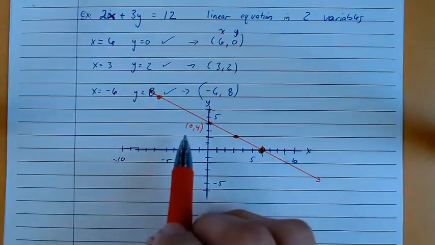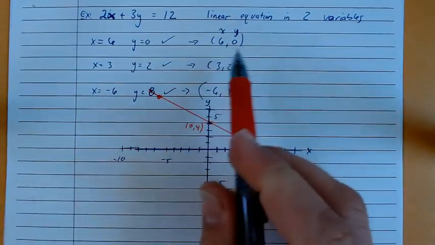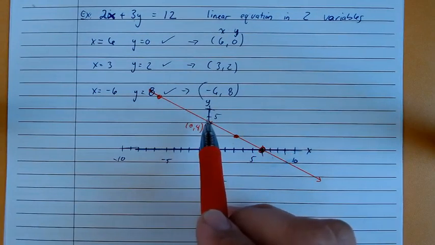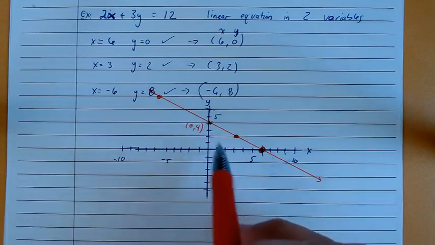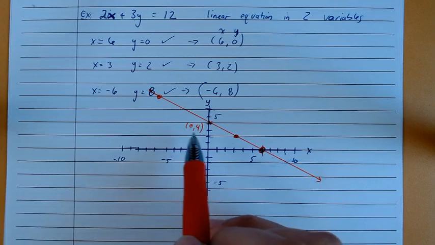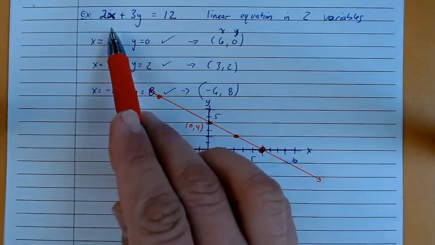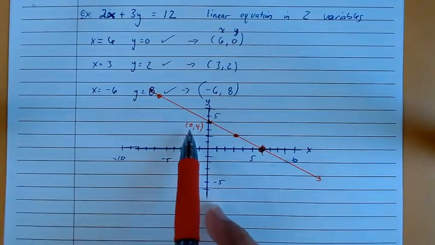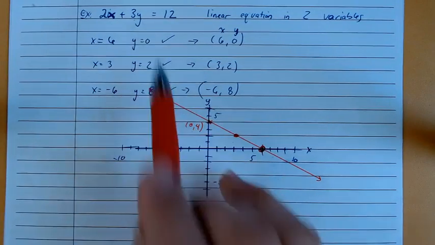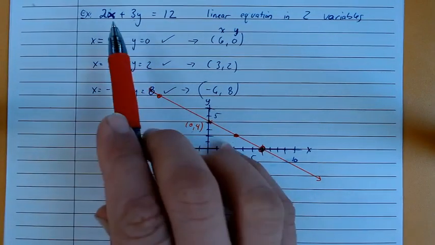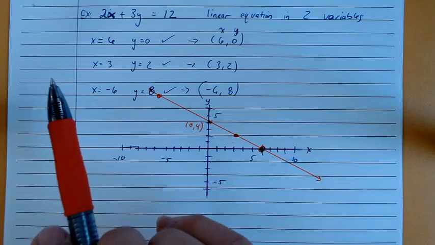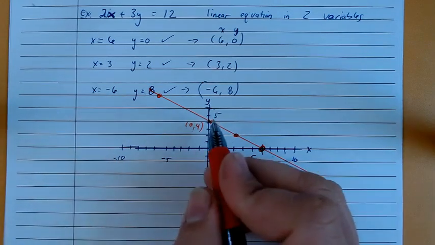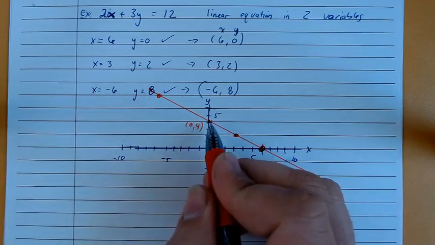Notice that I never found this point as a solution. I didn't do any computation or anything. All I did was find it on my line. But look what happens when I take these 2 numbers and plug them in. 2 times 0 is 0. 3 times 4 is 12. And 0 plus 12 is 12. That works. This point is a solution.